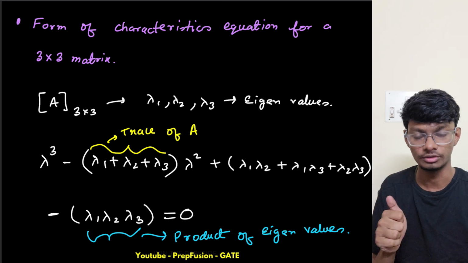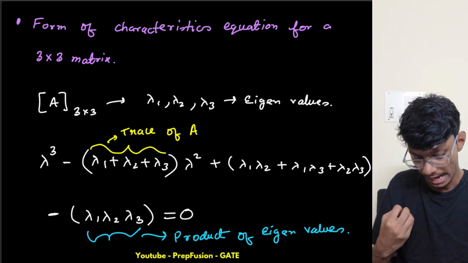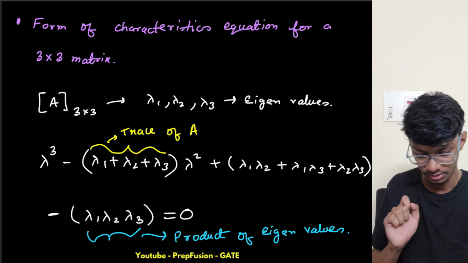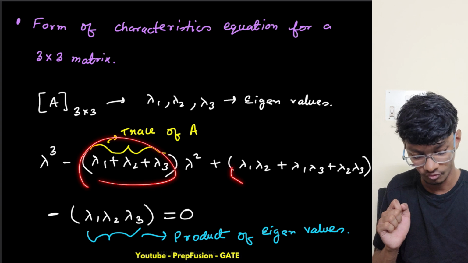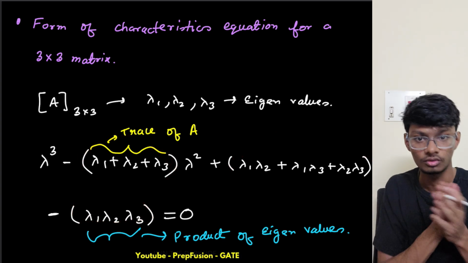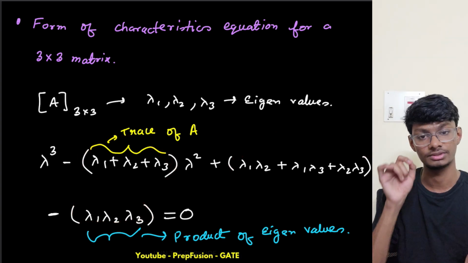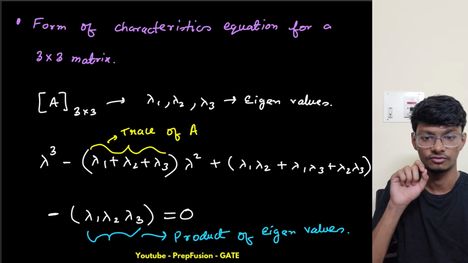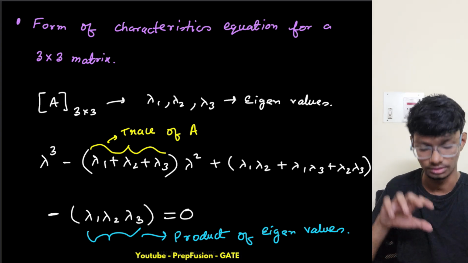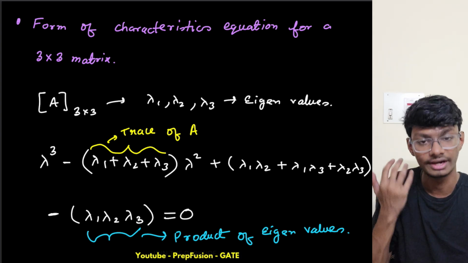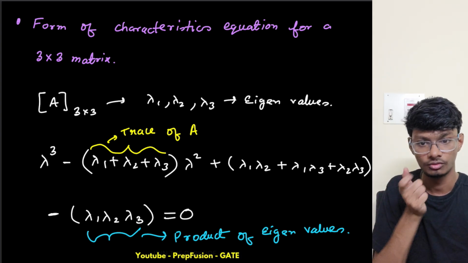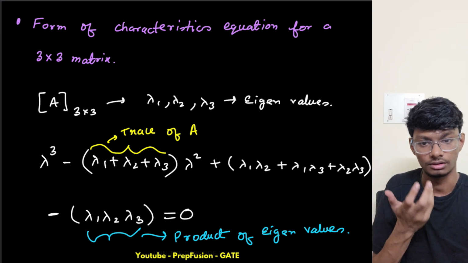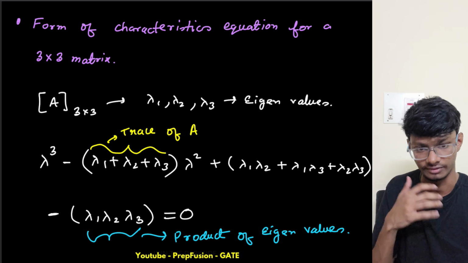So for homework, I told you to take an example and solve the characteristic equation, and there you check whether all these coefficients are correct or not. If they are not matching, then there must be some mistake in your calculation. Okay, so this was basically it for the form of the characteristic equation. Now we'll look at the properties of eigenvalues and eigenvectors.